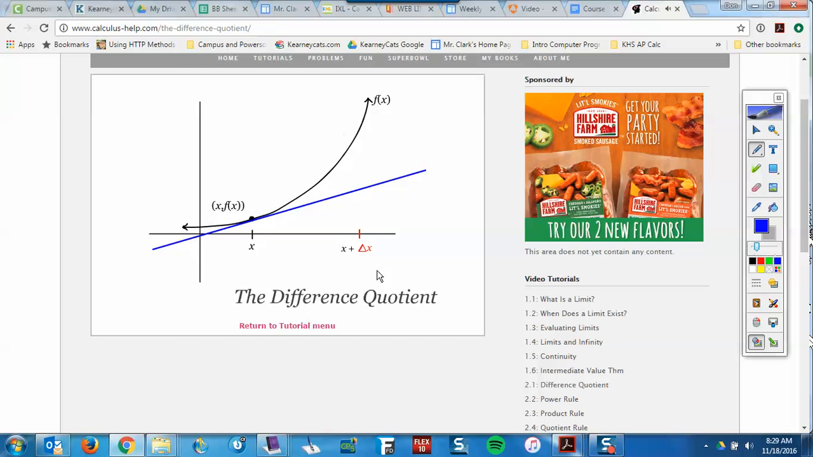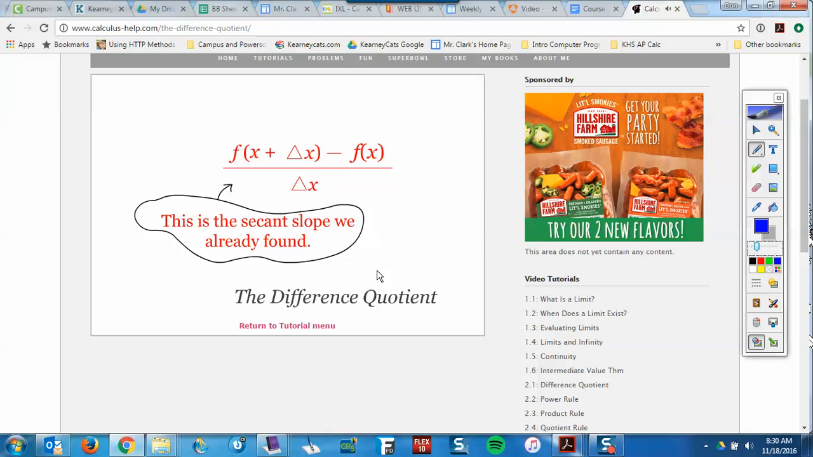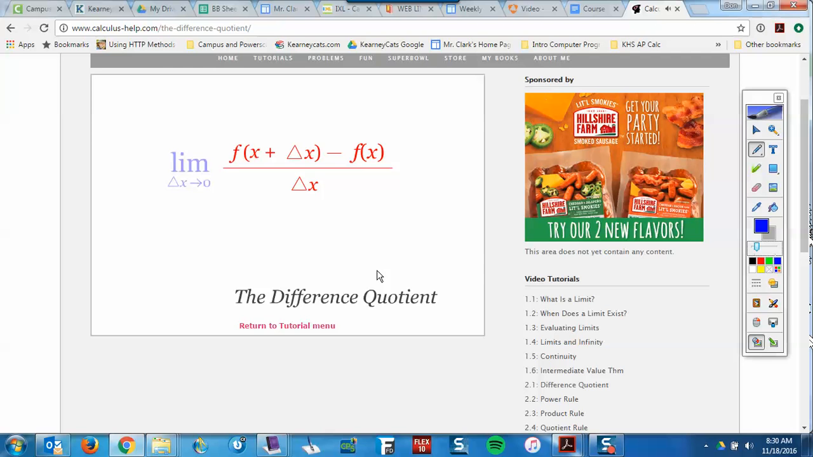Watch on this animation as the delta x goes from really big to really small. The red secant line comes closer and closer to the blue tangent line. We want delta x to be as small as possible. So therefore, I need to make a small adjustment to my secant slope. Remember, that was f of x plus delta x minus f of x all over delta x. But we want to specifically say that delta x needs to be as small as possible, so those lines basically overlap. And to do that, we'll use a limit.